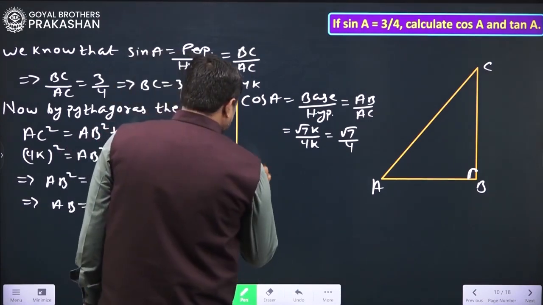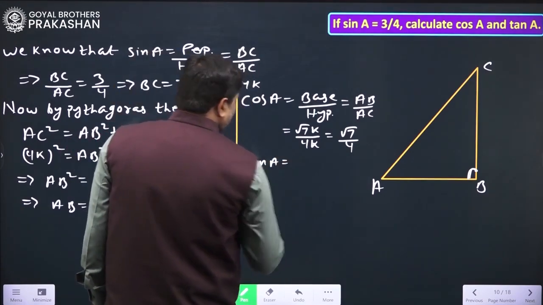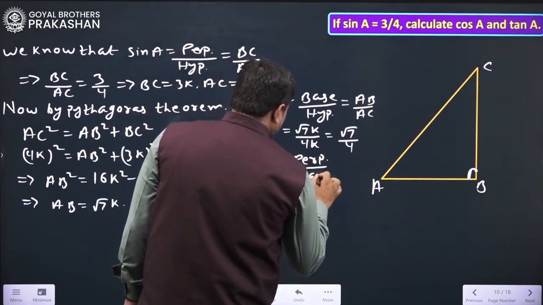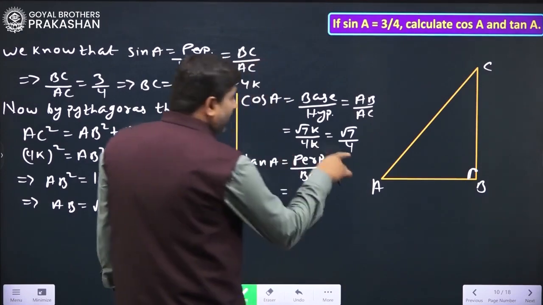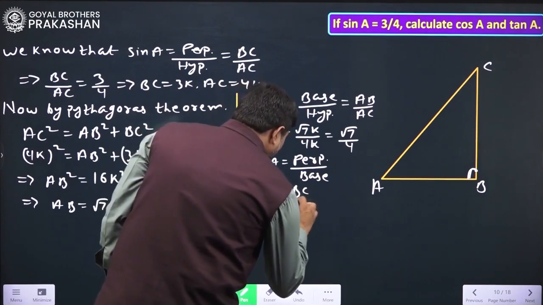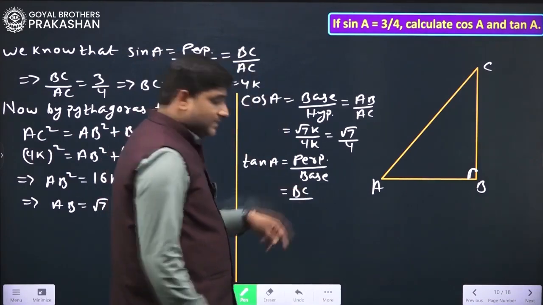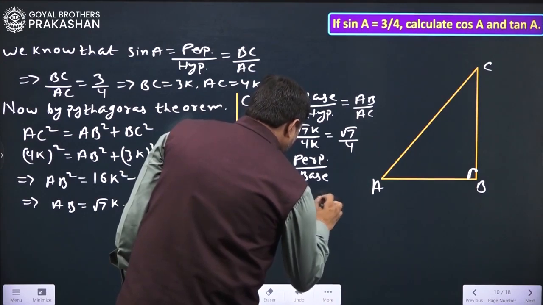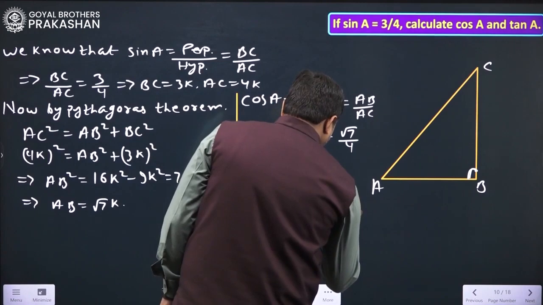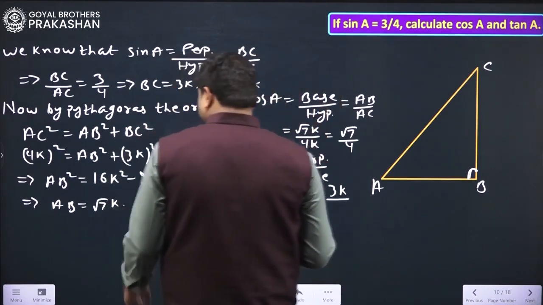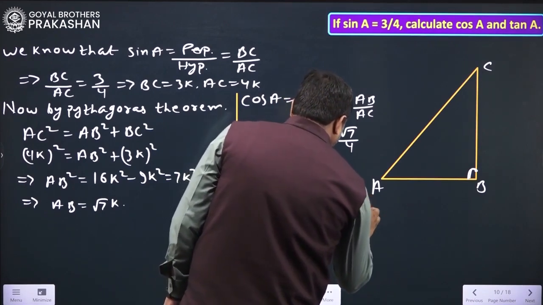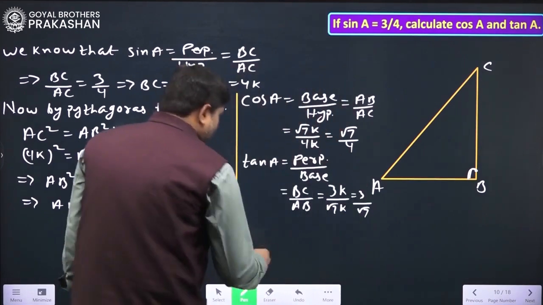Now tan A. We know tan is perpendicular upon base, and for angle A, perpendicular is BC. The side opposite to the angle is perpendicular and base is AB. So BC is 3K upon AB. AB is square root of 7 K. K and K get cancelled. So it will be 3 by root 7.